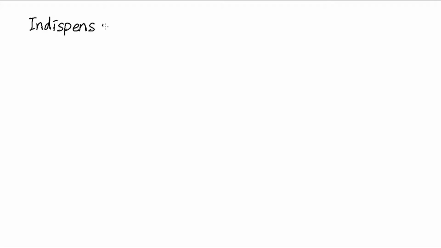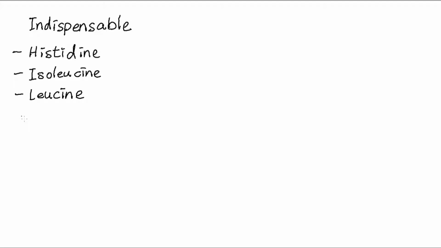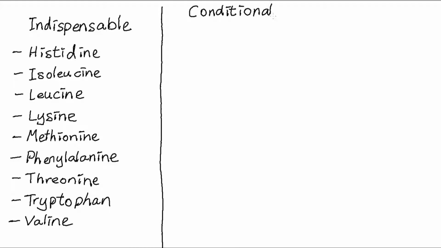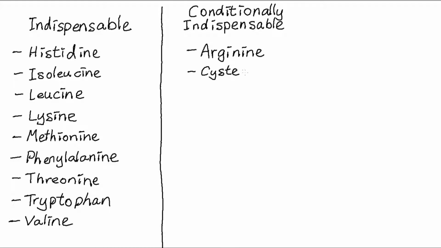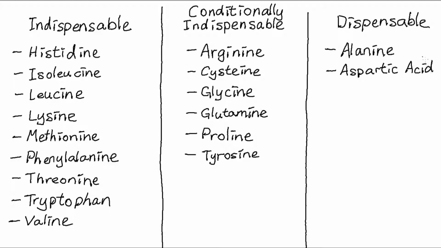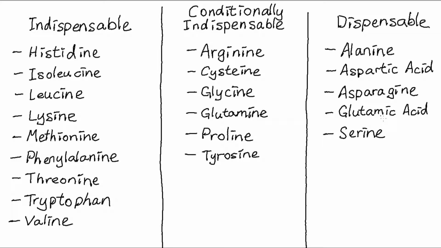In the human body, there are 20 amino acids, of which 9 are indispensable, meaning that you must obtain them from food sources because the human body is not capable of synthesizing them. 6 other amino acids are indispensable under certain conditions, and 5 can be synthesized by our body.